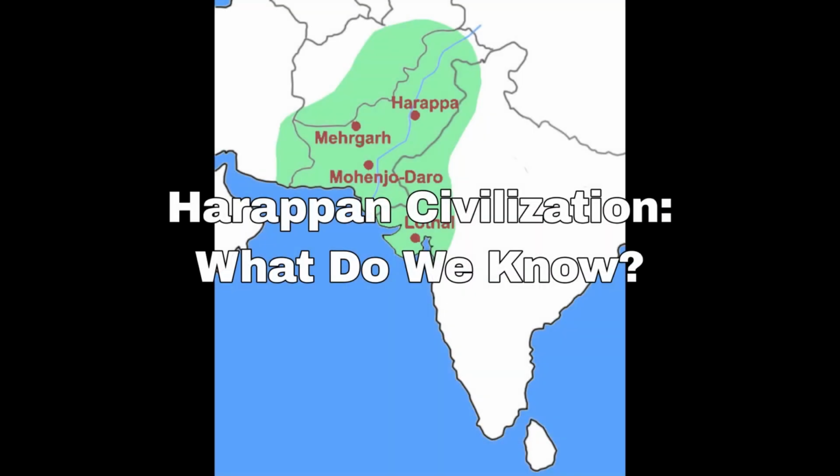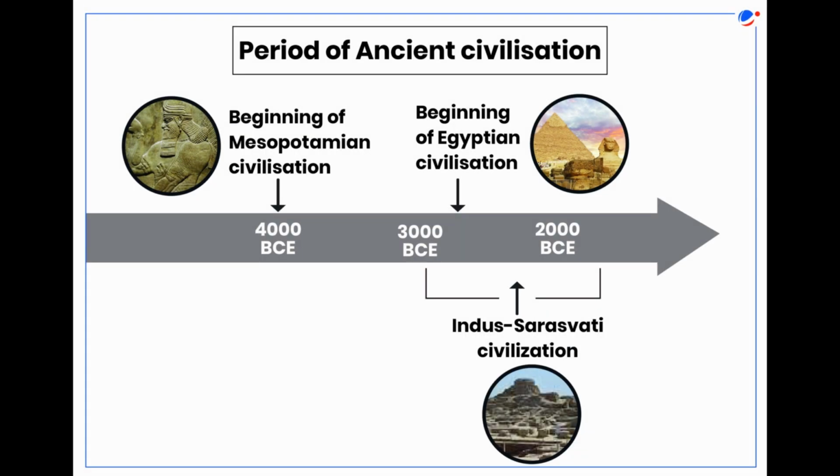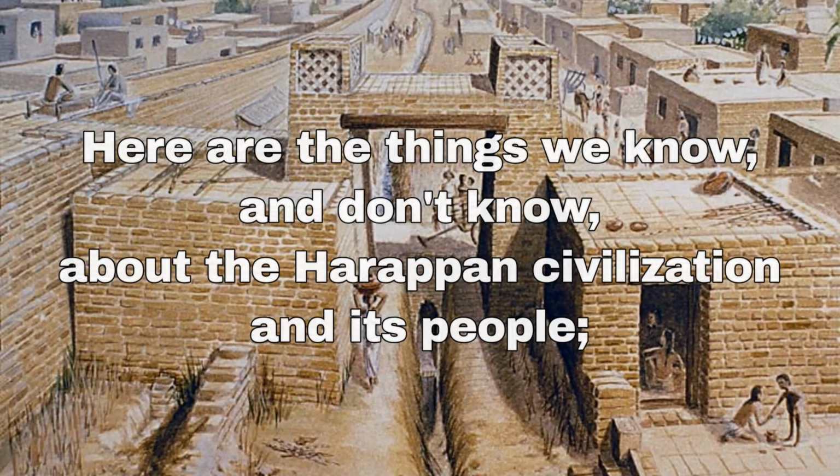Harappan civilization. What do we know? The Harappan civilization survived about 1,000 years. Then, it mysteriously disappeared between 2000 and 1500 BCE. Here are things we know and don't know about the Harappan civilization and its people.